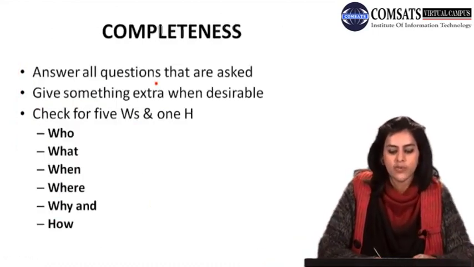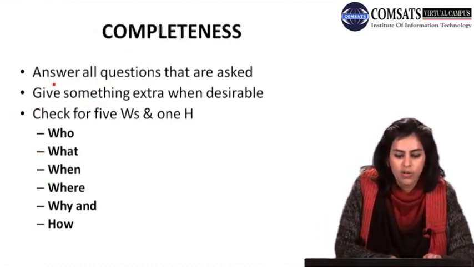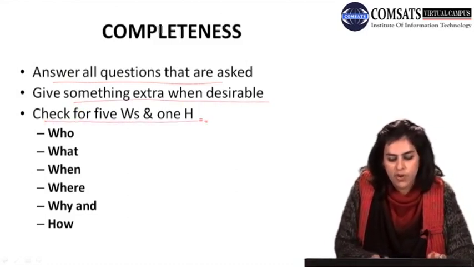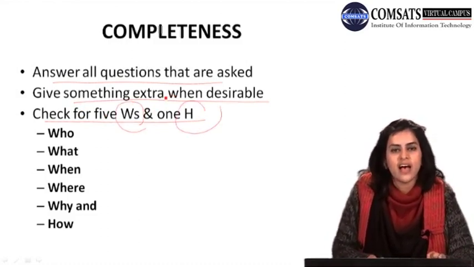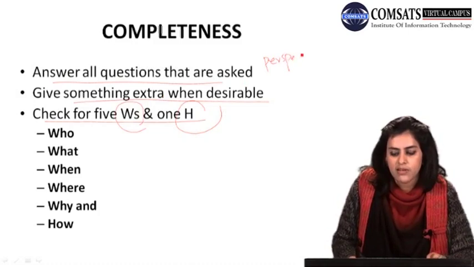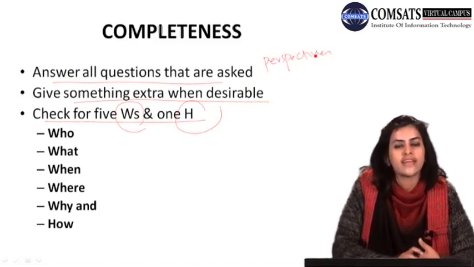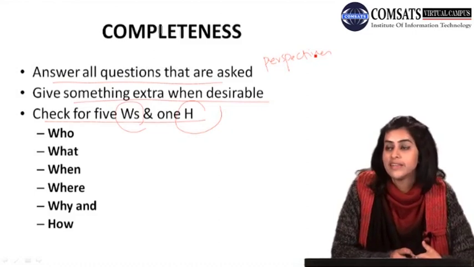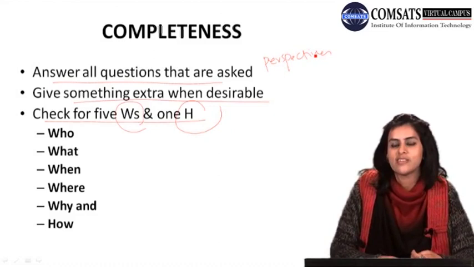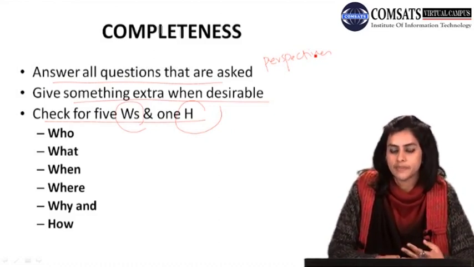To begin with, let's start with completeness. Answer all questions that are asked. Give something extra when desirable, and check for 5 W's and 1 H. Now check for all the questions that are asked. As I told you, you are going to look at your presentation from different perspectives. Now you are going to see what kind of questions can be asked from you, so that you can design or convey your message accordingly beforehand. So this is how you can make your message complete.